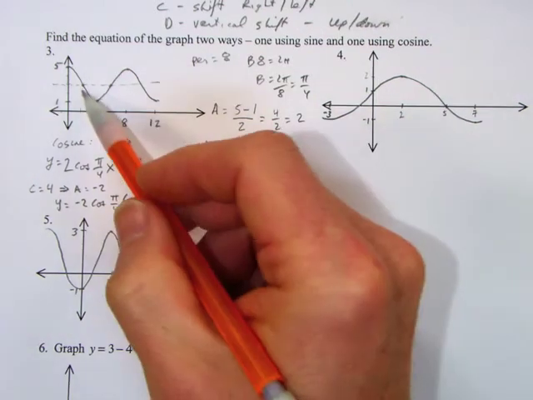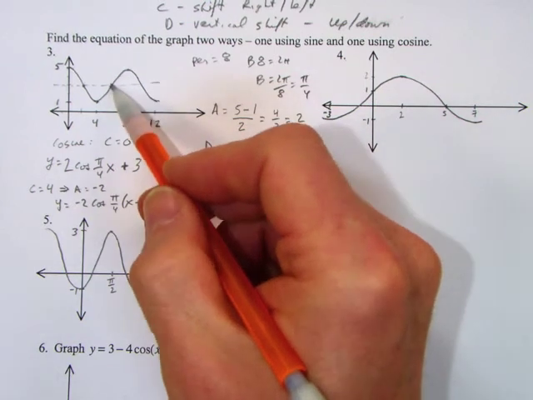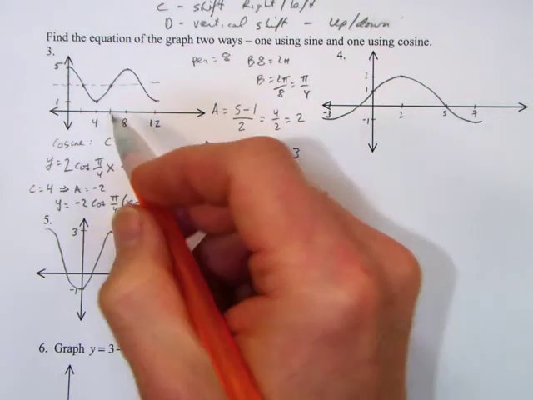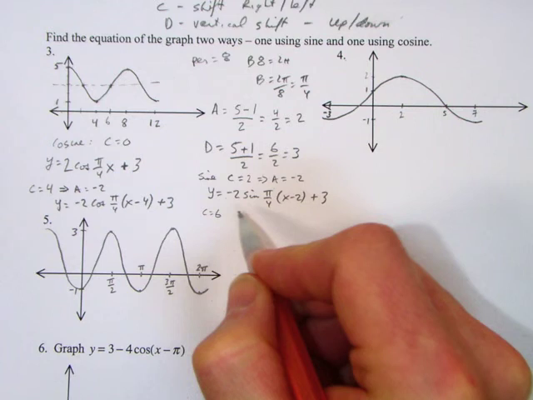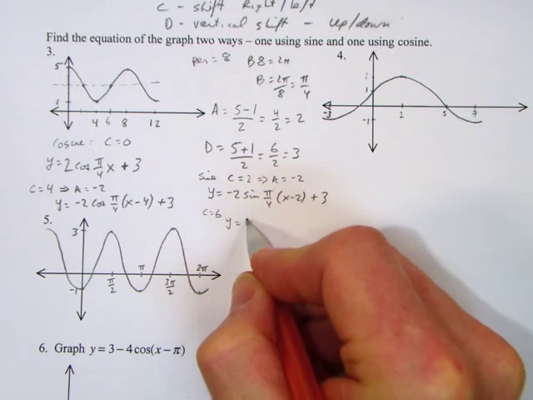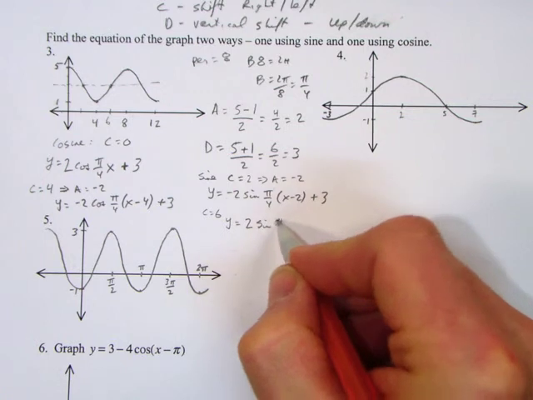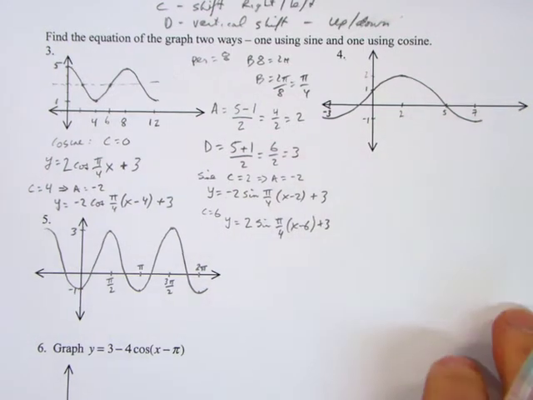What if we said, oh, I don't want to go down first? I want to do a normal sine graph, so I want to start it right here. What is that value? Well, that's going to be halfway between the 4 and the 8, so that'll be 6. So if C is 6, A is going to be positive because it's going up. Sine of pi over 4 times x minus 6, all of that plus 3.